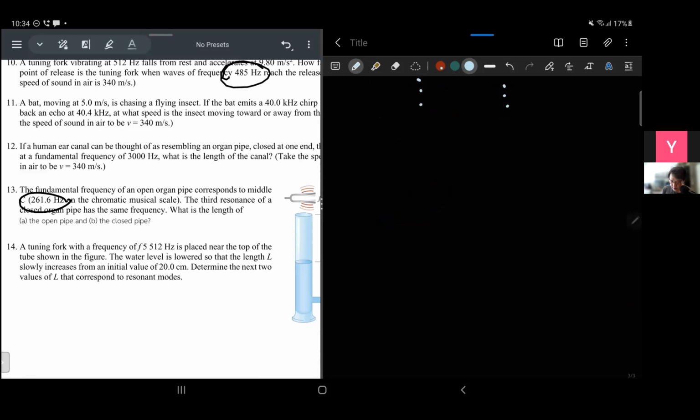Okay, so let me draw that pipe. It's an open pipe, so it's open on both ends. Now let's try drawing this thing. The fundamental frequency will be the easiest one to draw. So this is your fundamental one. And this is your first resonance.